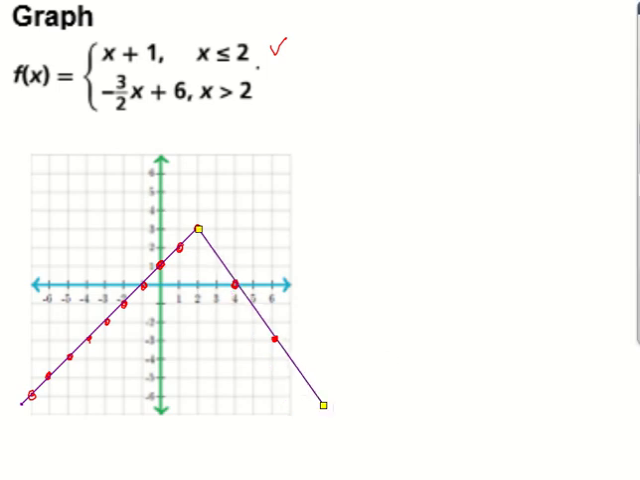There we go. So it does make a V, but not because it's an absolute value function. It's just that it's 2 functions that are now on the same graph that have intervals.